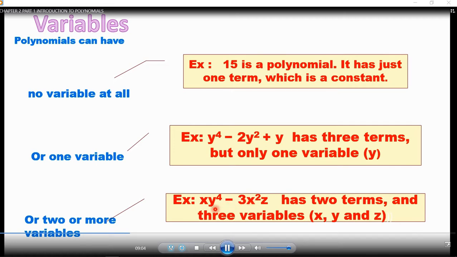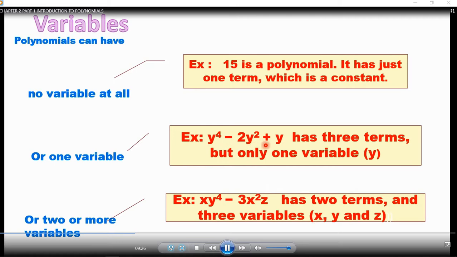Now on the left side you can see the term is having 2 variables x and y. On the right side you are seeing the term having 2 variables x and z. Overall we can say that this polynomial is made up of 3 variables x, y, and z.